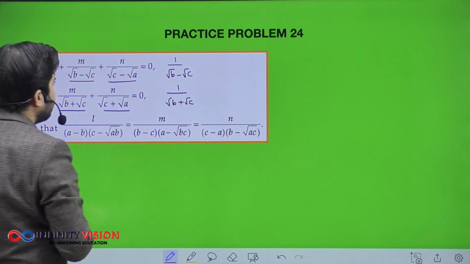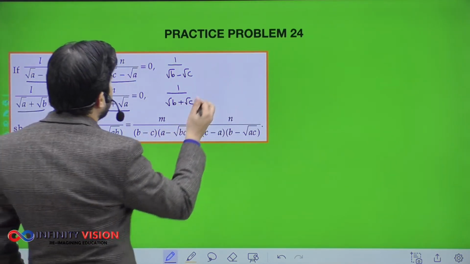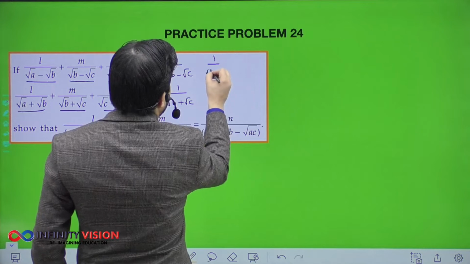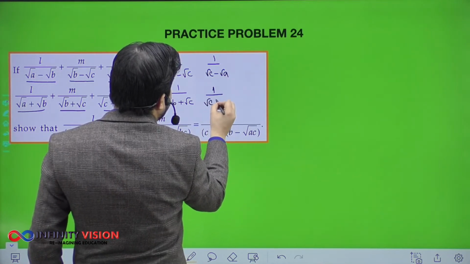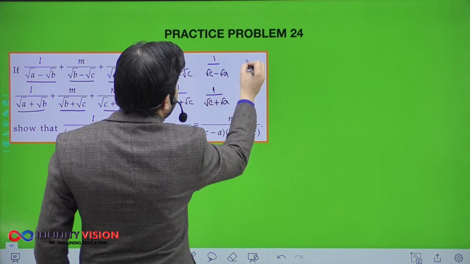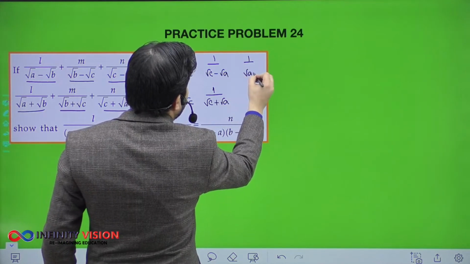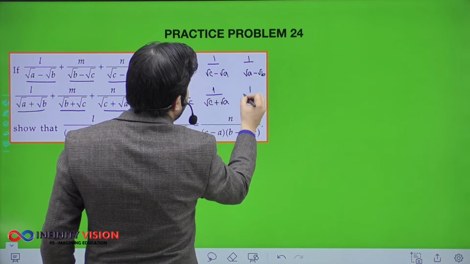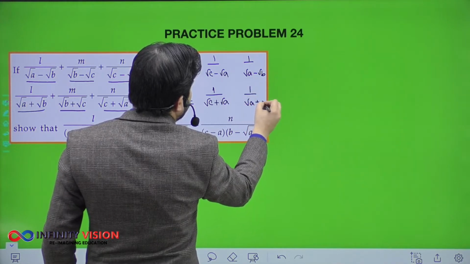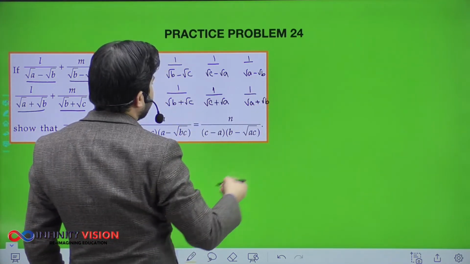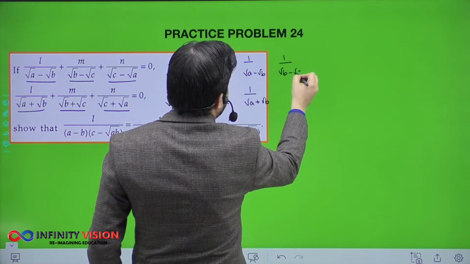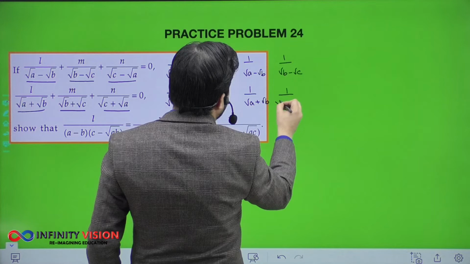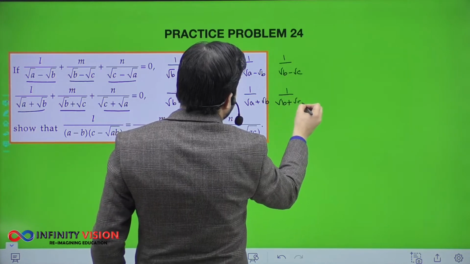This is how we will begin. And the second one would be 1 by root C minus root A, because it's going to follow the very cyclic nature, and then 1 by root A minus root B upon 1 by root A plus root B, and will end with the term where we began, root B minus root C upon root B plus root C.